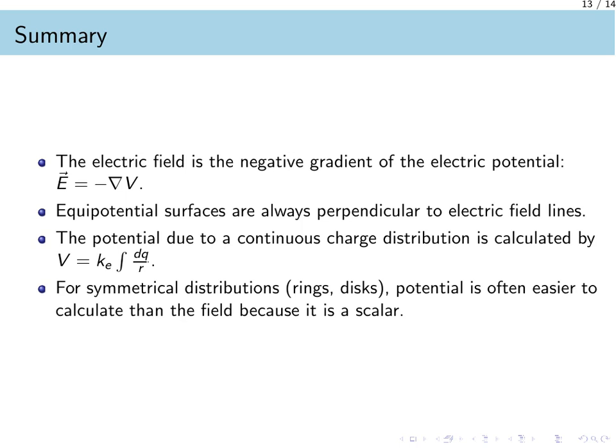The potential due to a continuous charge distribution is calculated by integrating Coulomb's constant times the charge element dq over the distance r. Finally, for highly symmetrical distributions like rings or disks, it is often much easier to calculate the electric potential first and then differentiate it to find the electric field, because potential is a scalar quantity.